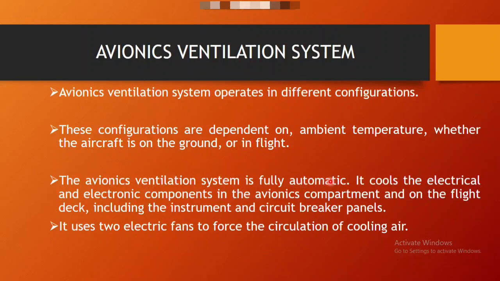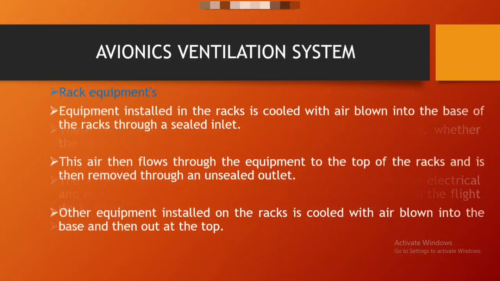Avionics ventilation system is fully automatic. It cools the electronic components in the avionics compartment and flight deck, including instruments and circuit breakers. Whatever equipment is there in the cockpit generates a lot of heat during operation. To maintain the temperature of all the computers within limits, we use the avionics equipment ventilation system. It uses two electrical fans to force the circulation of cool air throughout the system.